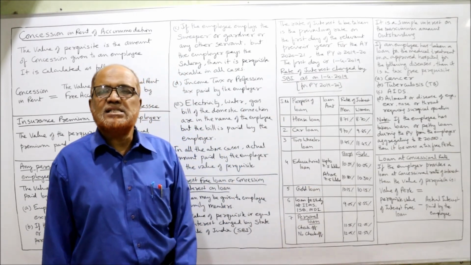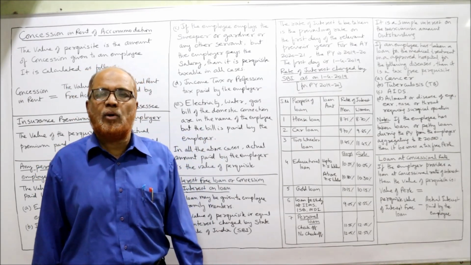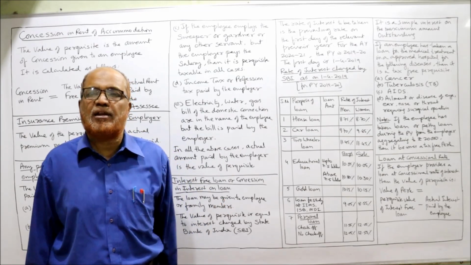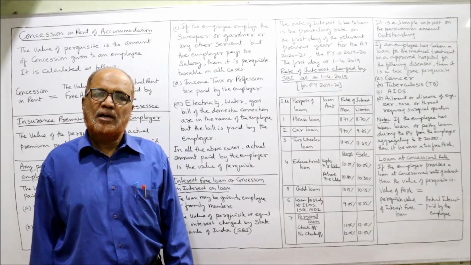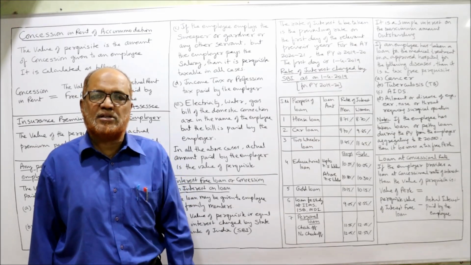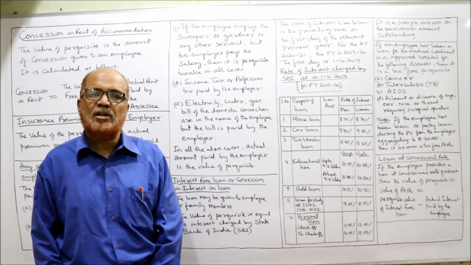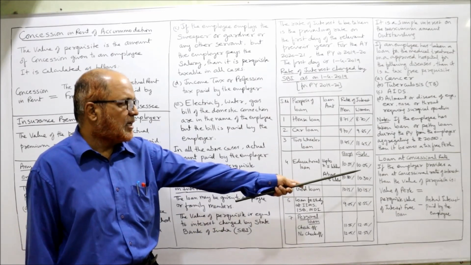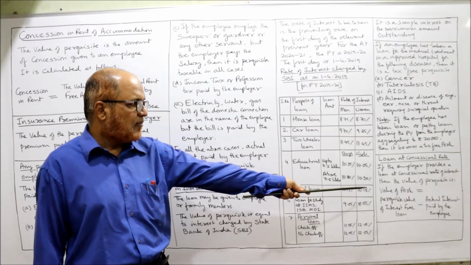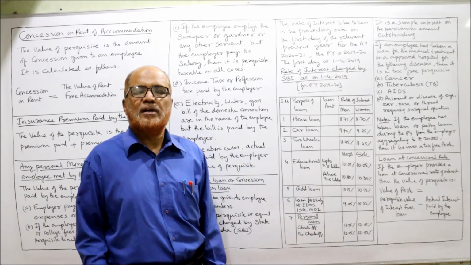Now, loan at concessional rate. Sometimes the employer will give the loan to the employee not interest-free, but the interest at a concessional rate. If the employee has taken the loan from bank, it would have been 15%, but the employer has given the loan at 5%. Concessional rate. So how to calculate the value of the perquisite here? If the employer provides a loan at concessional rate of interest, then the value of the perquisite is value of perk is equal to perquisite value of interest free loan.